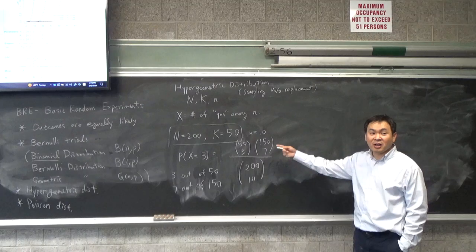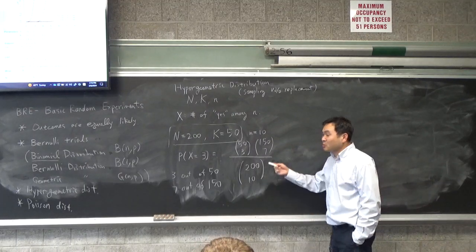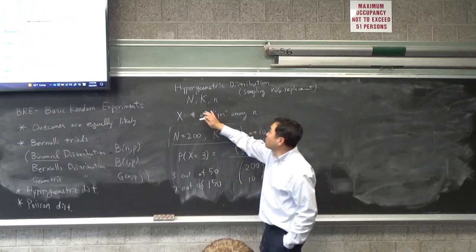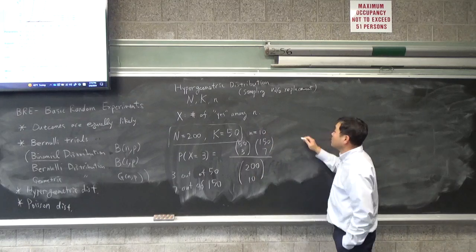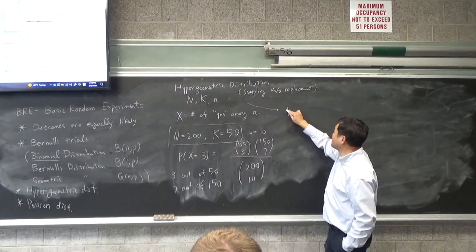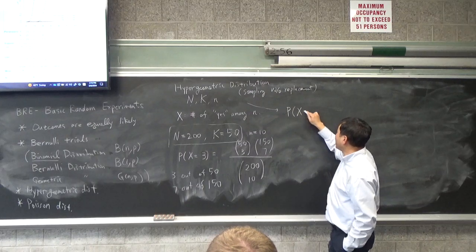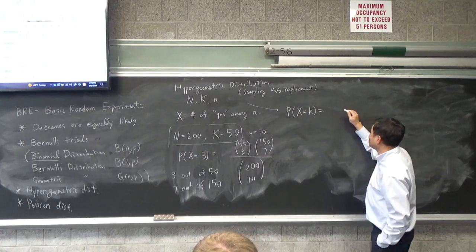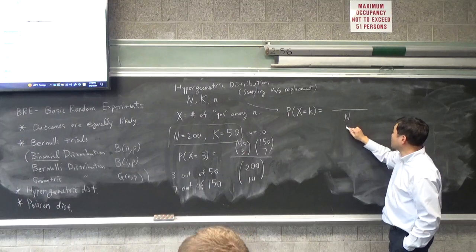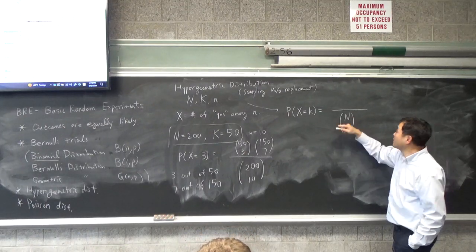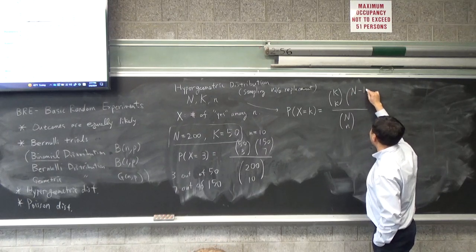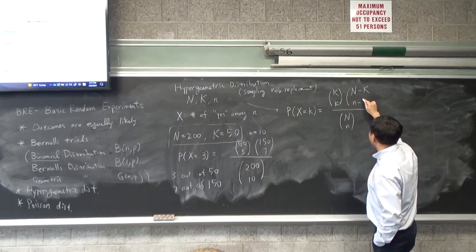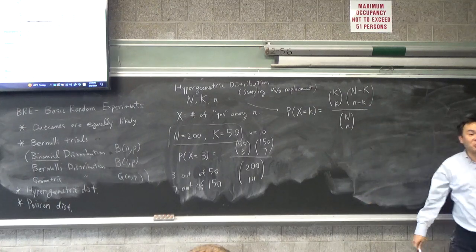Now, if you follow this logic, you can easily figure out what happens in general. If in general you're given capital N, capital K, and lowercase n, then the probability distribution function P of X equals small k is: you're choosing small n out of the big N, but out of the K you have to choose small k, and out of the other pool, which is N minus K, you have to pick n minus k. So that's the formula for the hypergeometric distribution.